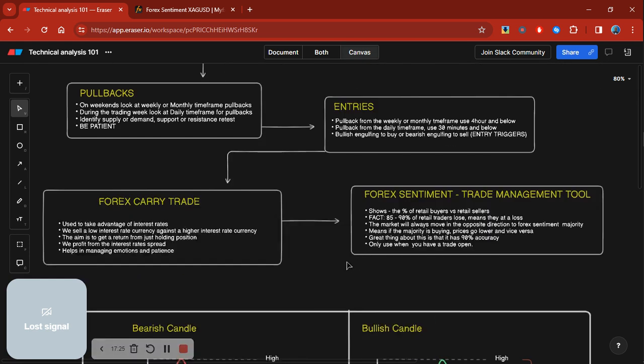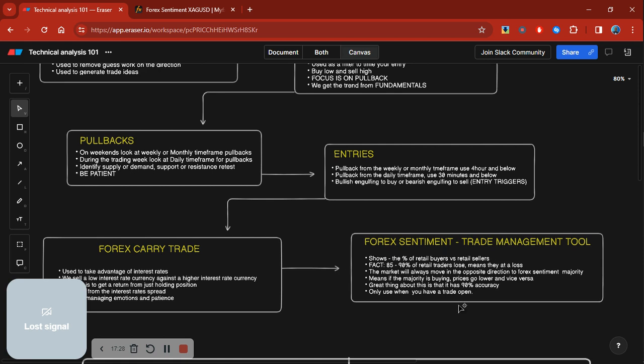So now once you're in your trade, what is the next step? Use the forex sentiment to manage your position, because from there you have no control in terms of what happens next. The only control you have is executing your trade and closing your trade. For me, I don't like closing my trades prematurely. Once I've opened a position, I allow the market to do what it needs to do.